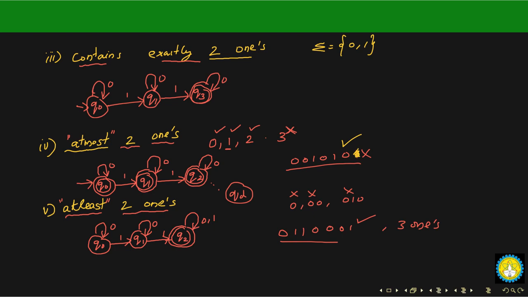Now, an interesting thing to note here is that the NFA that we have designed contains transitions for 0 and 1 in every state. If you look at Q0, you have transitions for 0 and 1. If you are at Q1, you have transitions for 0 and 1. Similarly, Q2 also has transitions for 0 and 1. So this NFA that we have designed is actually a DFA.